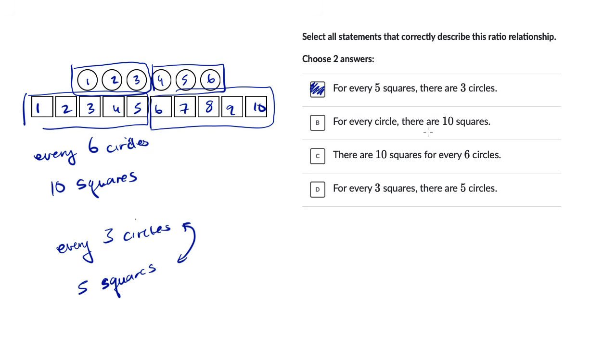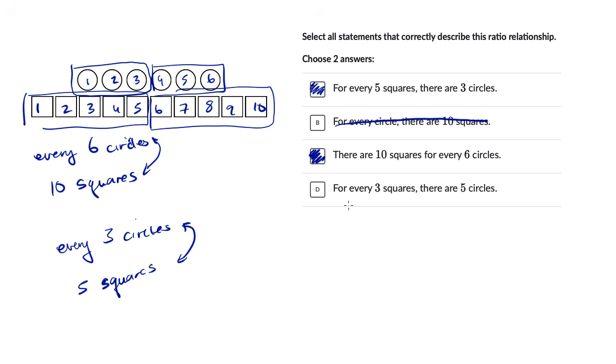For every circle there are 10 squares. No, that's clearly not the case, because for 10 squares we have 6 circles, not just one. So let's just cross that one out. There are 10 squares for every 6 circles. Well, that's just another way of saying what we said up here. 10 squares for every 6 circles. So I like that. And that's exactly what's drawn out here in this diagram.